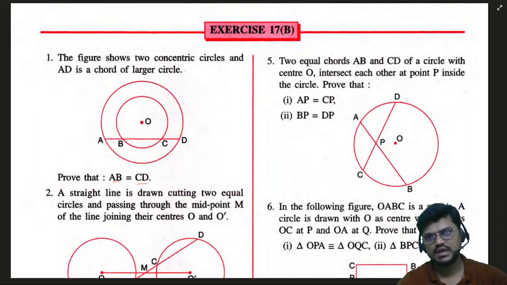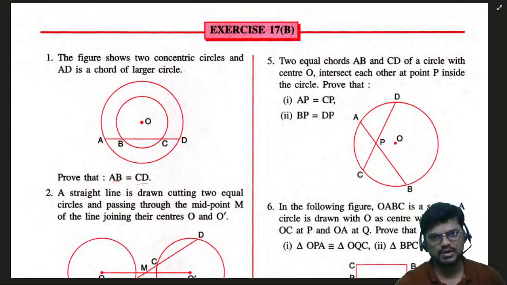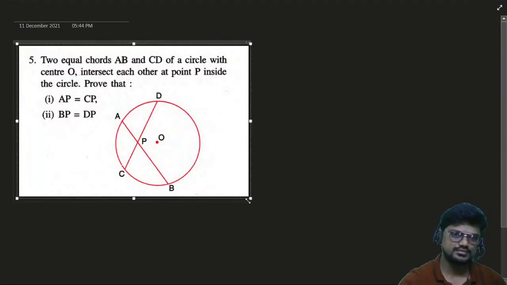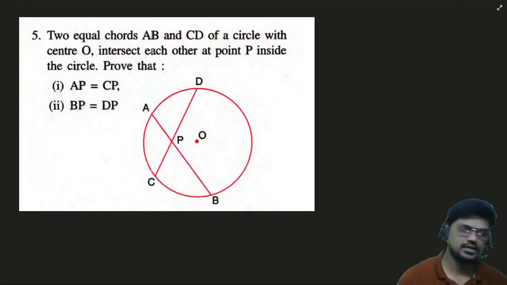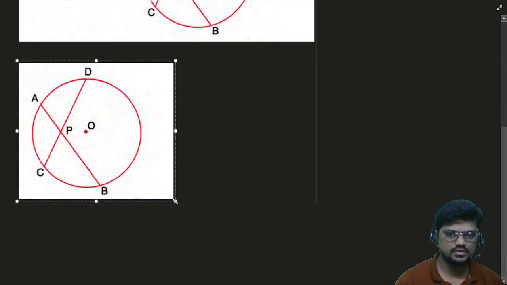Two equal chords AB and CD of a circle with center O intersect each other at point P inside the circle. Prove that AP is equal to CP and BP is equal to DP. Can you try this question by yourself? Try it on your own. How will you prove it? Fine, see over here how to prove it. I'll explain in short even if you have done it.